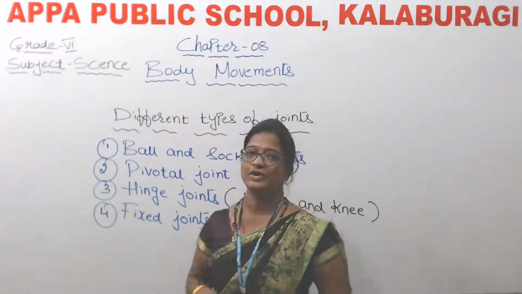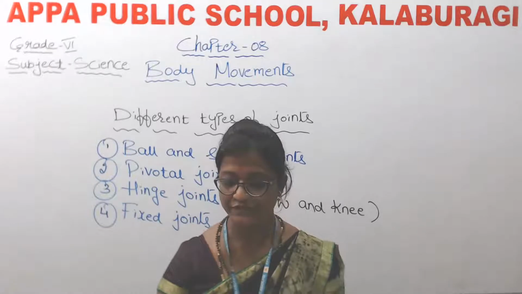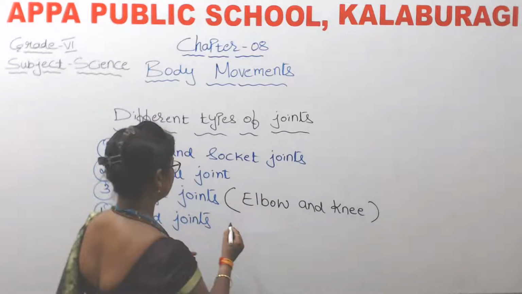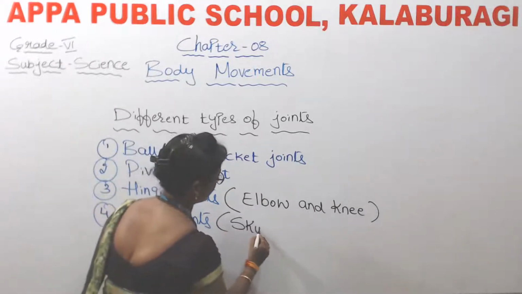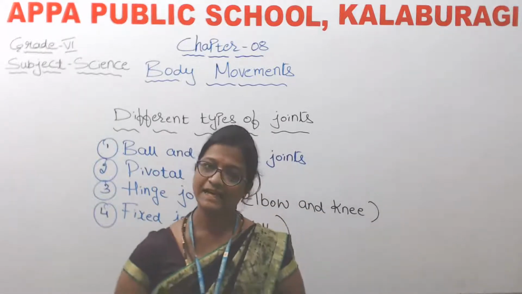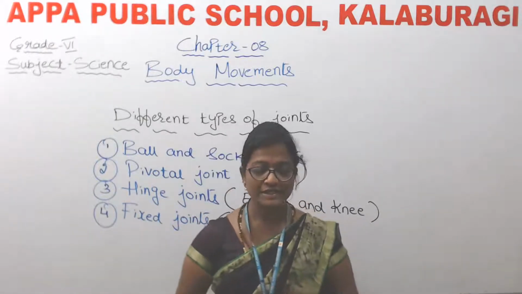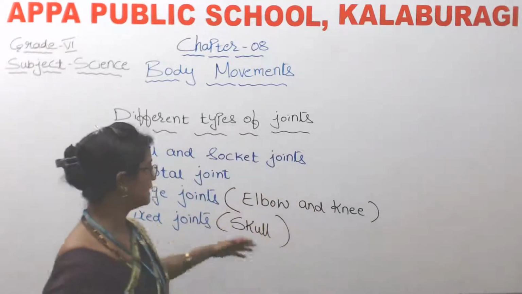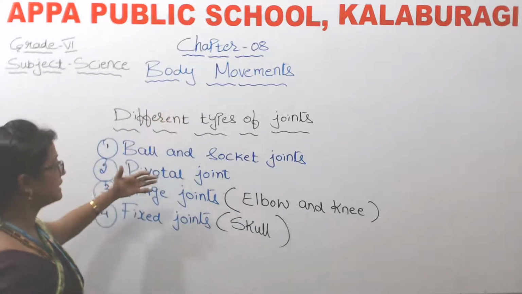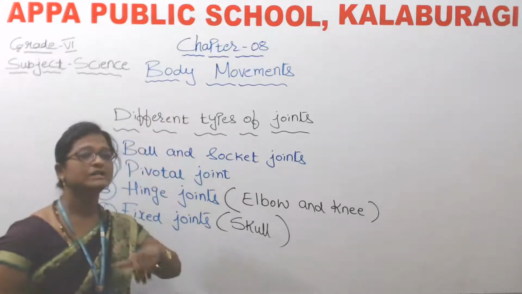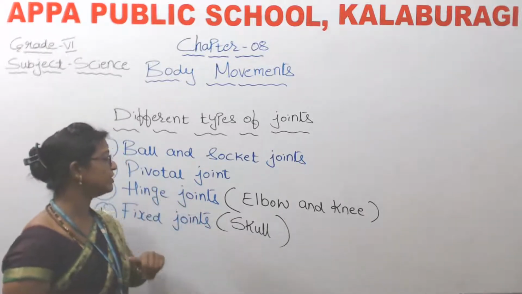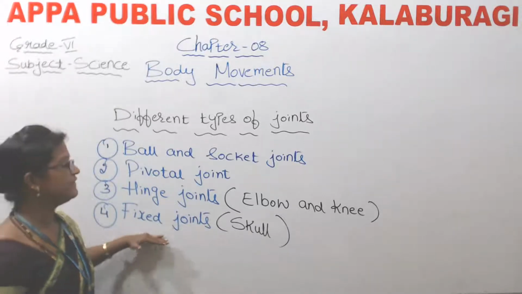Fixed joints. Okay. So now where do we find these fixed joints? As we have discussed, fixed joints are found in the skull. So children, as we have discussed, joints are the place where two bones meet, and these are the different types of joints. We have discussed ball and socket joint, pivotal joint, even hinge joints, and now the last joint is fixed joint.